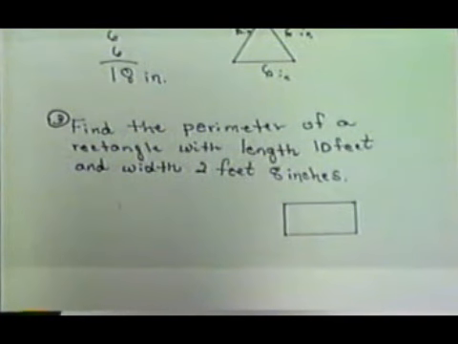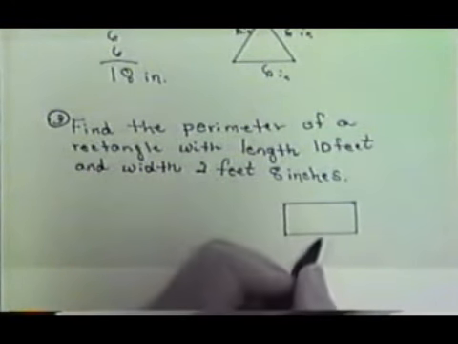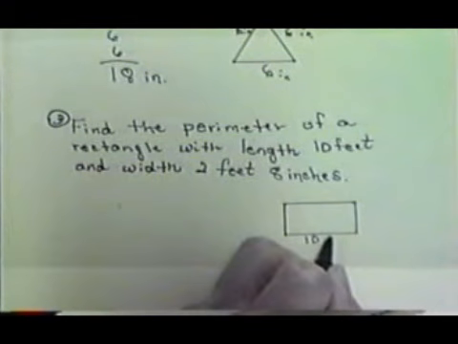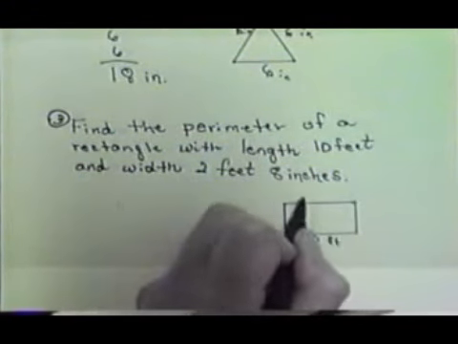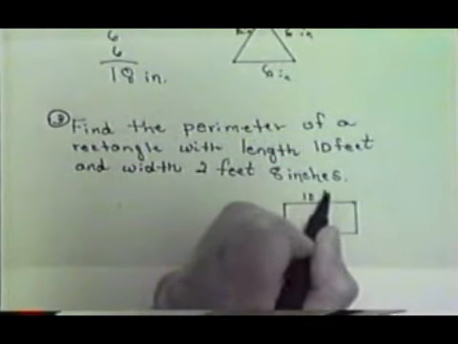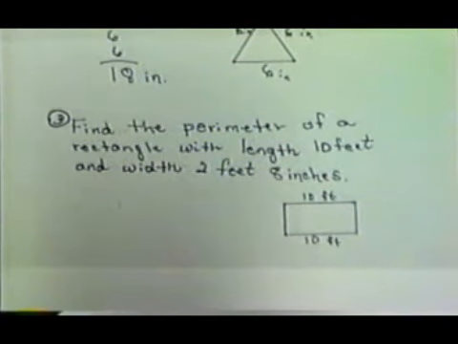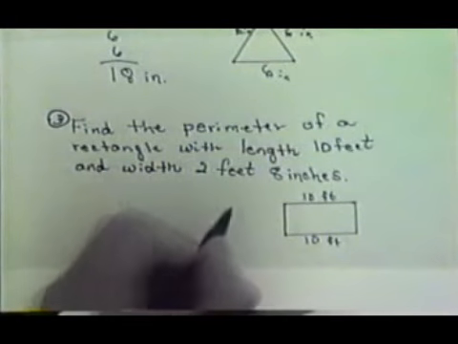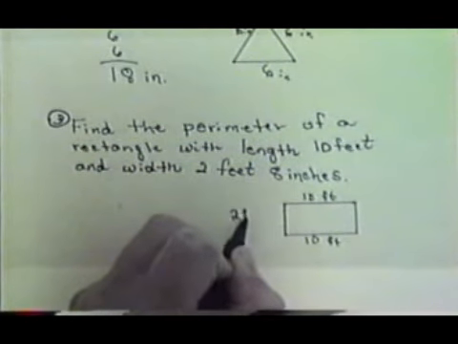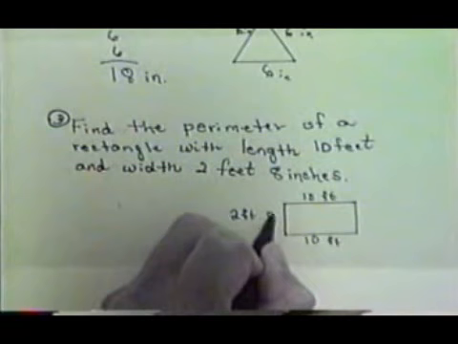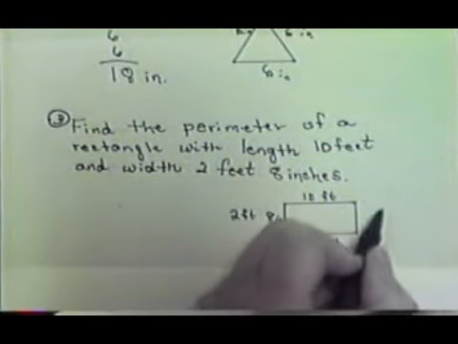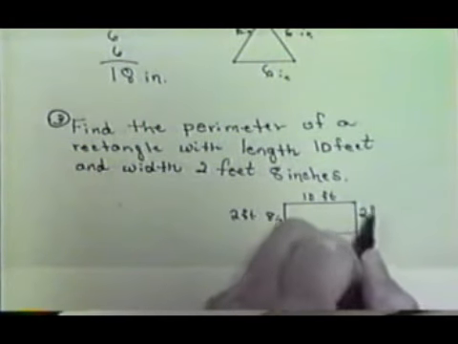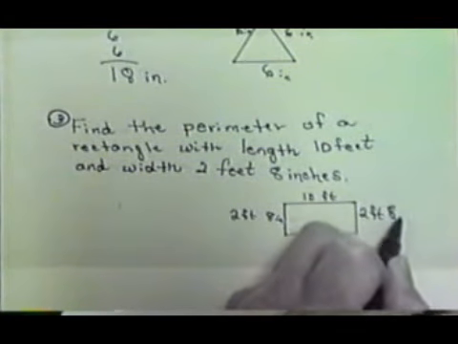Well, when we say the length is 10 feet, there are 2 dimensions that represent the length. So we'd have 10 feet here, and we'd also have 10 feet here. And then our width is 2 feet and 8 inches, so we need to put 2 feet and 8 inches. And then of course over here we have 2 feet and 8 inches.